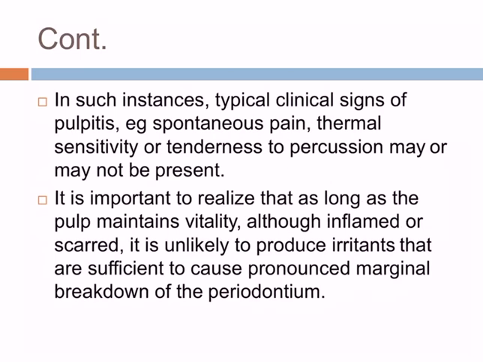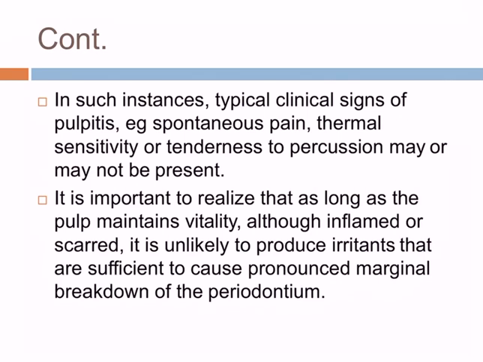In such instances, typical clinical signs of pulpitis, for example spontaneous pain, thermal sensitivity or tenderness to percussion, may or may not be present. So when the pulp is irritated, it has gone through the apical foramen to the periodontium, and there is widening of the PDL, as I have told you. But if you are looking for the typical signs, spontaneous pain, you know it is pulpitis. Then you ask the patient about hot and cold sensitivity, and then you keep checking with TOP. That may or may not be present, it may be the starting stage. So the typical clinical signs may not be present.